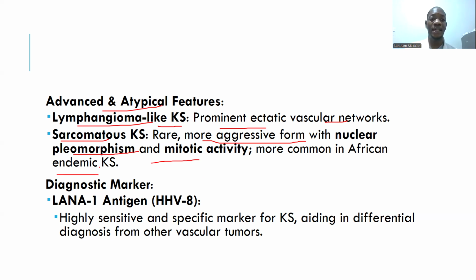So you can also use other diagnostic markers like the LANA-1 antigen, which is against human herpesvirus 8, and it is a very sensitive and specific marker for KS because you know that this virus was identified. You can actually reach a conclusion that this is Kaposi sarcoma.